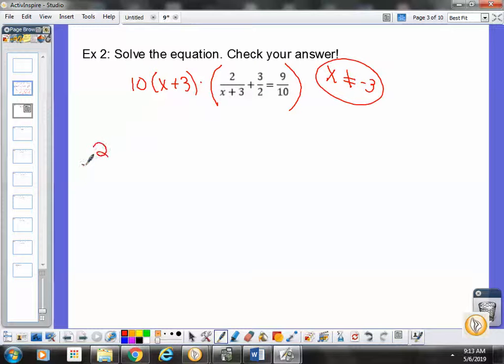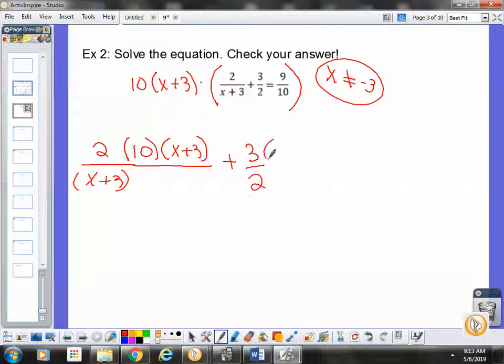So 2 over x plus 3, we have 10 times x plus 3, plus 3 over 2, times the common denominator.